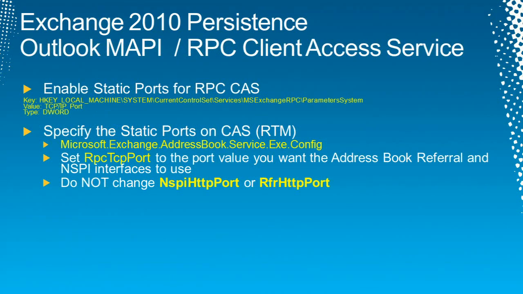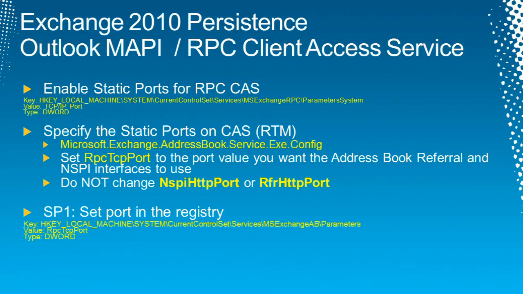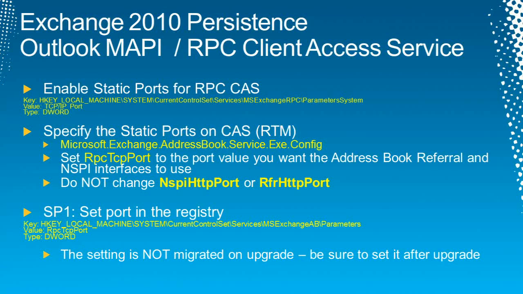We have the process for you, right? To enable static ports for RPC CAS, there's a registry entry that's required at RTM, plus modifying a file. In SP1, it's just a registry entry. So in SP1, you turn on static ports, go in the registry, configure the ports, and you're off and running. As we point out, it's not migrated on an upgrade. Make sure you set it after you upgrade to SP1.